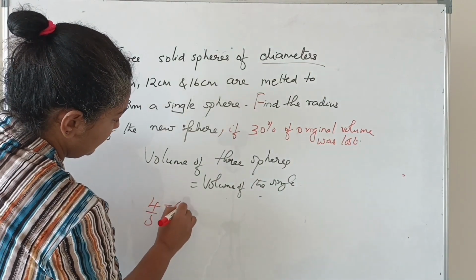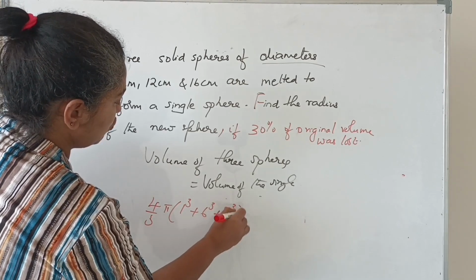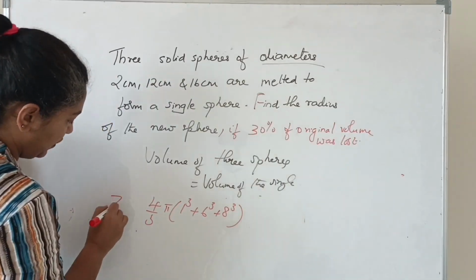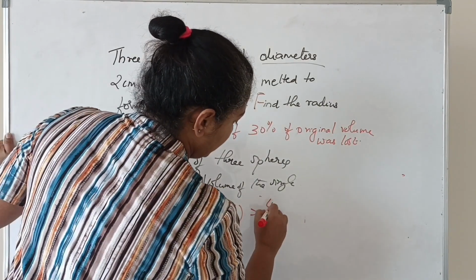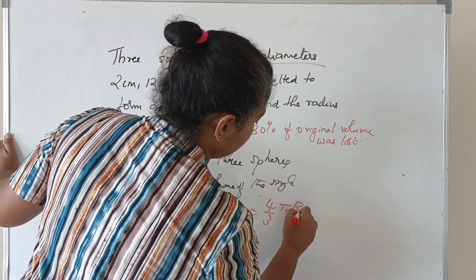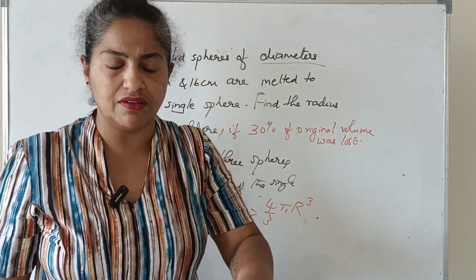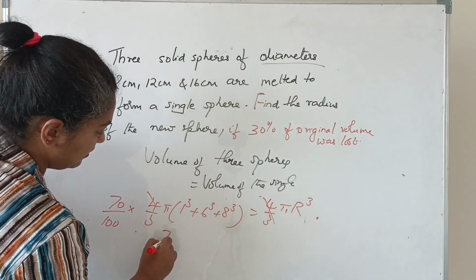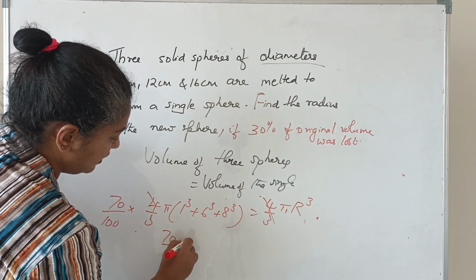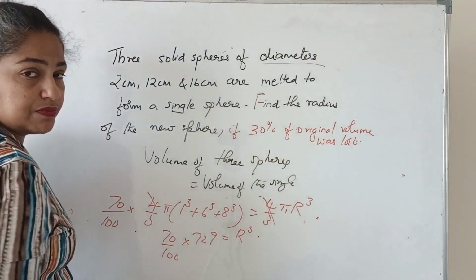So, 4 by 3 pi into 1 cube plus 6 cube plus 8 cube. Out of this volume, only 70% was used, 30% was gone. This is equal to the volume of the sphere. I keep saying cube, but yes, sphere. Okay, so now cancelling out the common factors, you get 70 by 100 into 729 is equal to r cube.